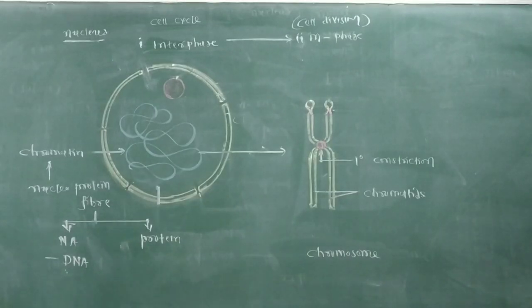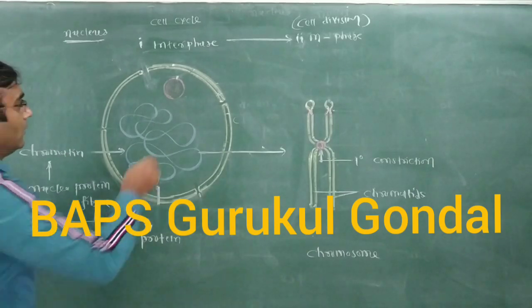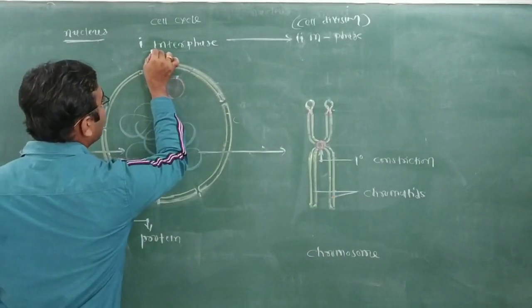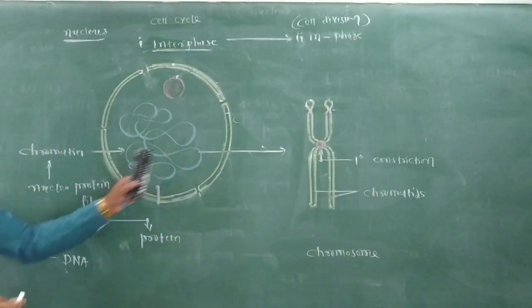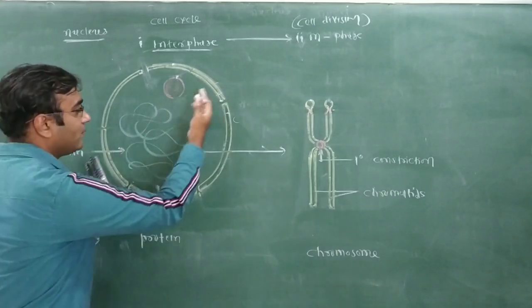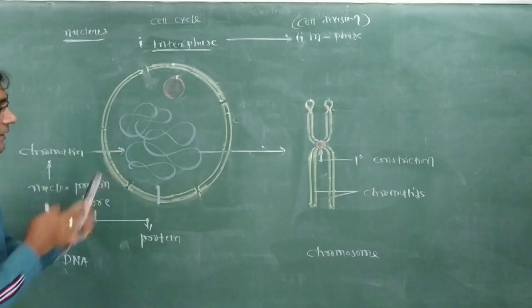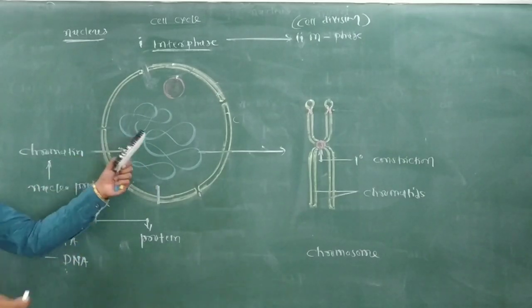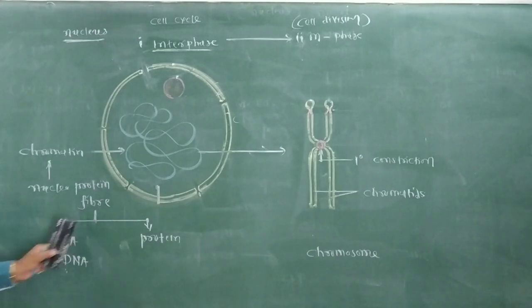Our continuing topic is the nucleus. We learn the nucleus during the first phase of the cell cycle, which is interphase. At the time of interphase, the nucleoprotein fiber is highly spread out and indistinct, meaning not clear-cut, inside the nucleus. This highly spread, indistinct structure of nucleoprotein fiber is called chromatin.